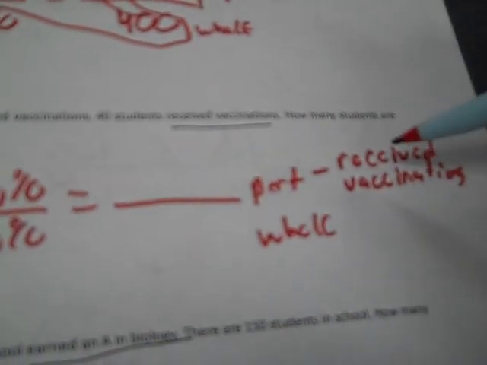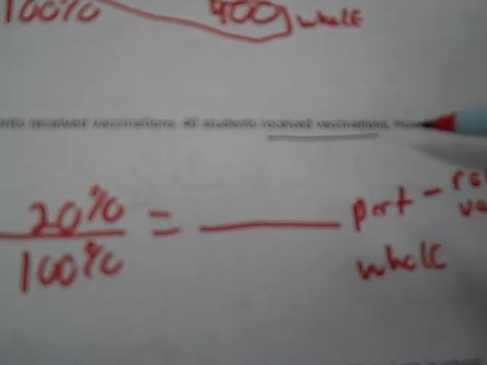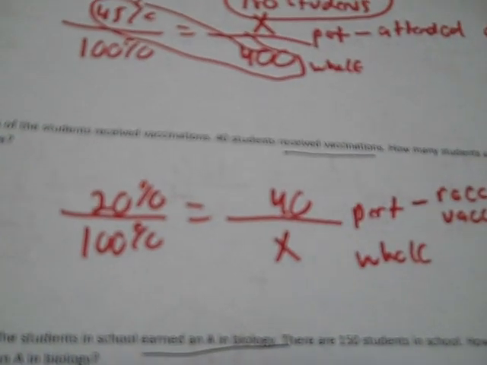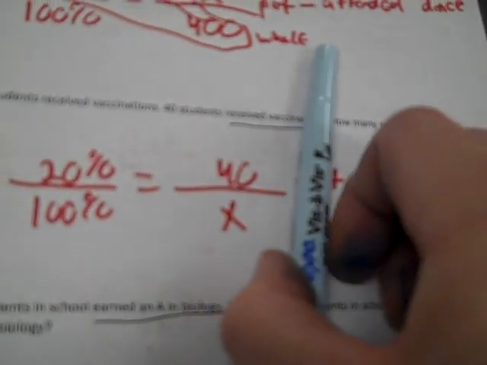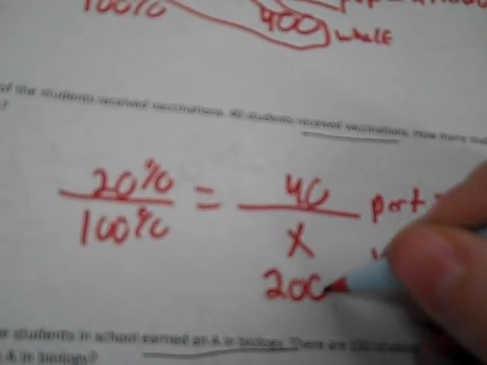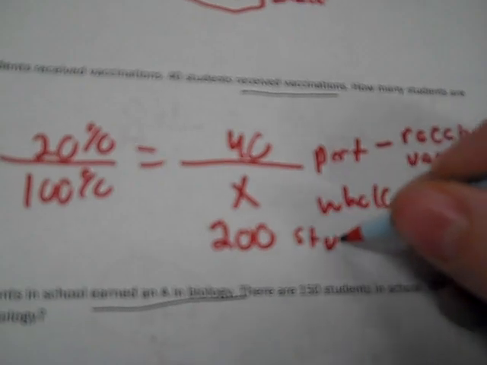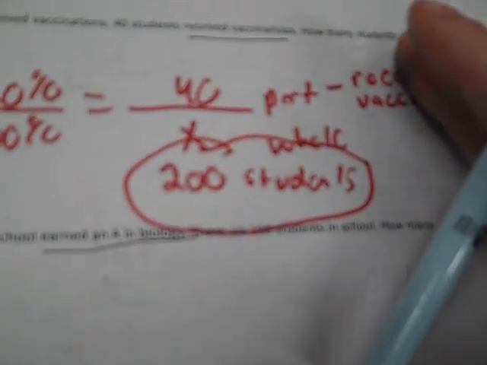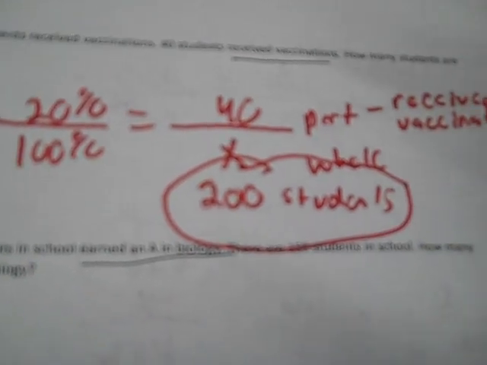Then read the sentence with the 40. Does it say they receive vaccinations? Clearly it does. 40 students receive vaccinations, so 40 is your part, X is your whole. And you cross multiply and divide. You take 100 times 40 divided by 20 is 200. Okay, so it says 40 students, so it's 200 students. 20% of those receive vaccinations, so that would account for 40.